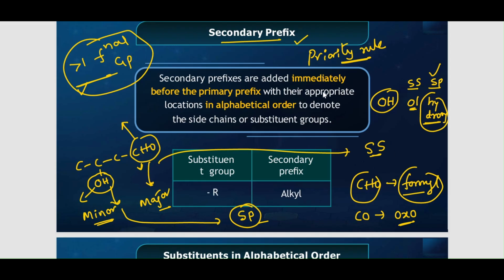I will give you one chart for the priority rule based secondary prefixes. Once again I'm repeating, the secondary prefix is used when a given carbon compound contains more than one functional group. One will be the major, another one will be the minor. For the major functional group, we use the secondary suffix as usual, because it is deciding the chemical property. Another one, which does not decide it, will be the minor functional group. For those we use the terms separately, called secondary prefix. For alcohol, hydroxy. For aldehyde, formyl. For ketone, oxo. Clear? In the next slide, I will give you the complete secondary prefix chart with priority rule. Okay now.